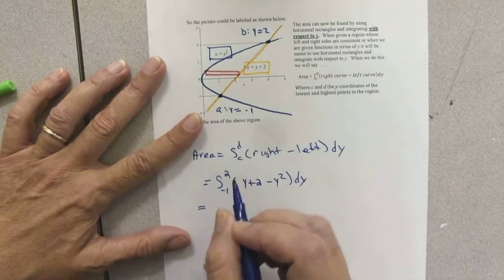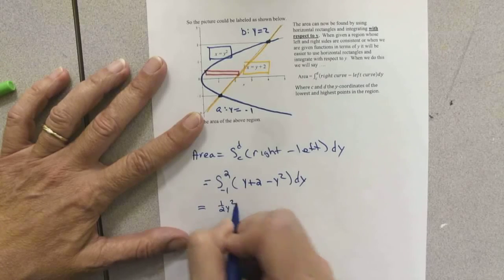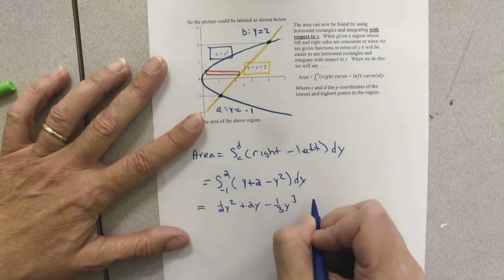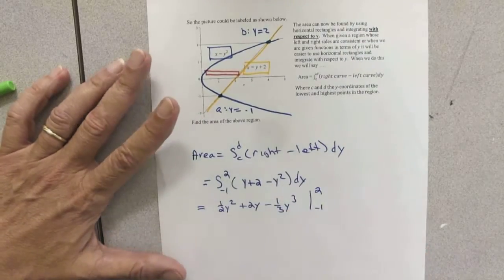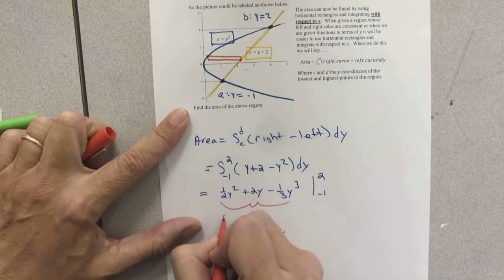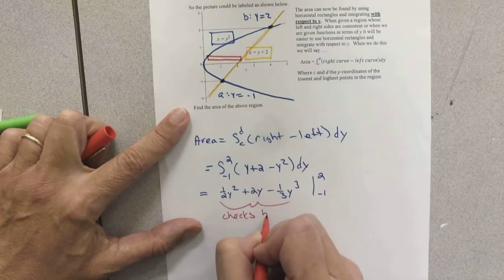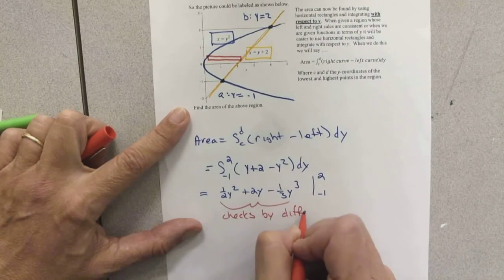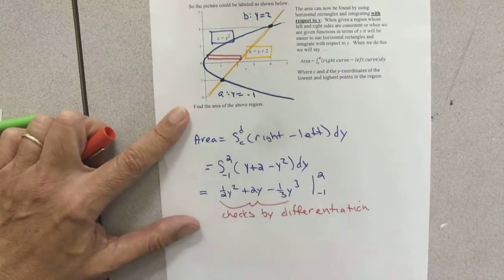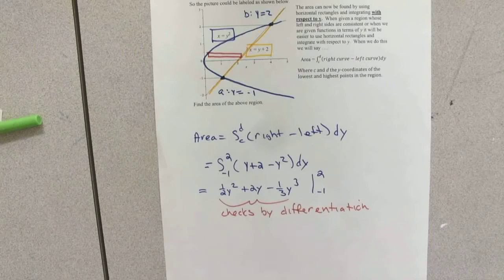Then finishing this out, integrating, that's going to be 1/2 y squared plus 2y minus 1/3 y cubed, evaluated from -1 to 2. Remember this part right here checks by differentiation. And when you're doing these problems on your own, especially on these easier ones, you can differentiate that in your head. Check it.